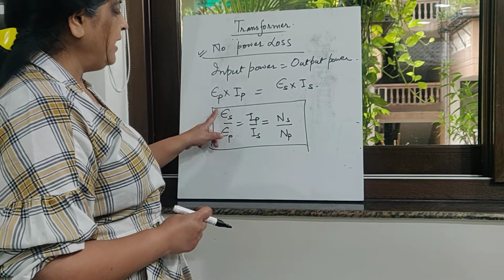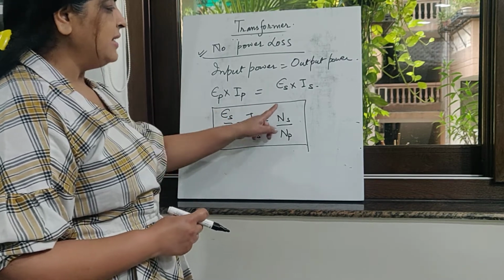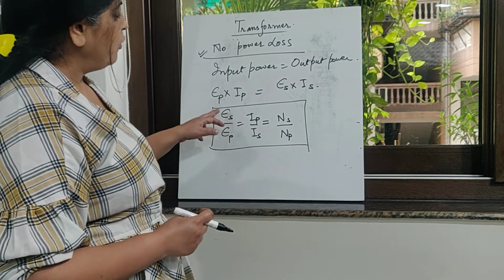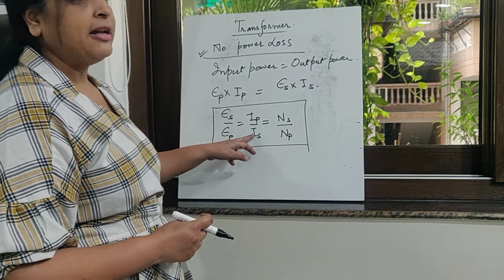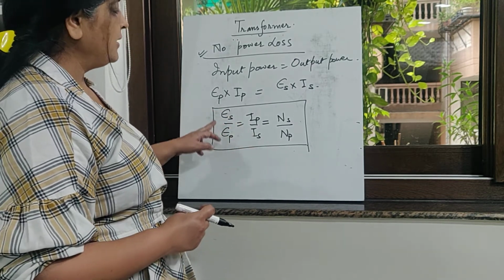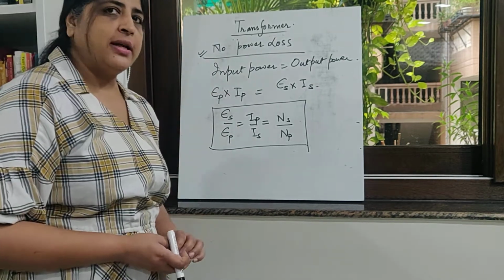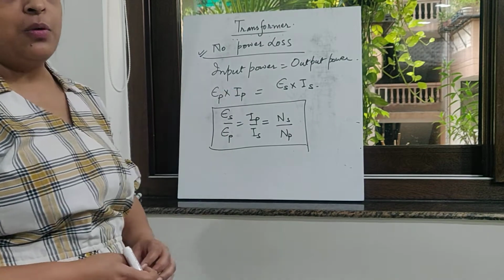So you have ES upon EP as IP upon IS is equal to this much. It can step up or step down the voltage, and if you are stepping up the voltage, it is done at the cost of decreasing the current. If you are stepping down the voltage, then the value of current will increase. So this is the principle and how a transformer works.